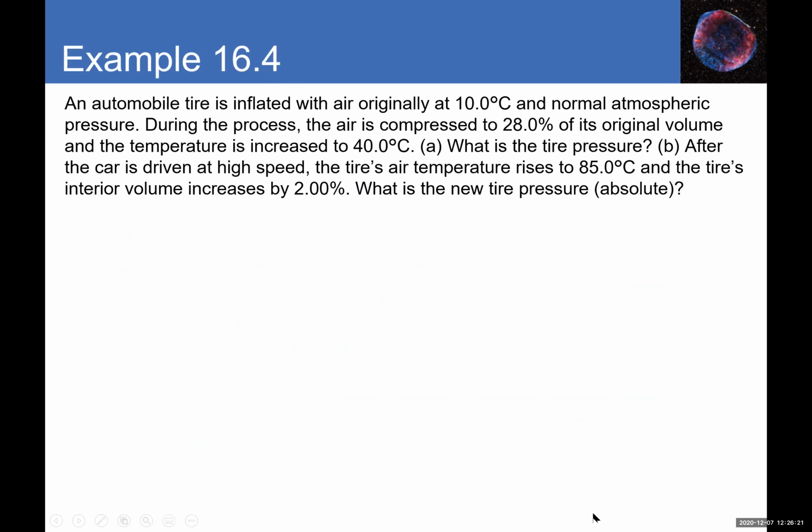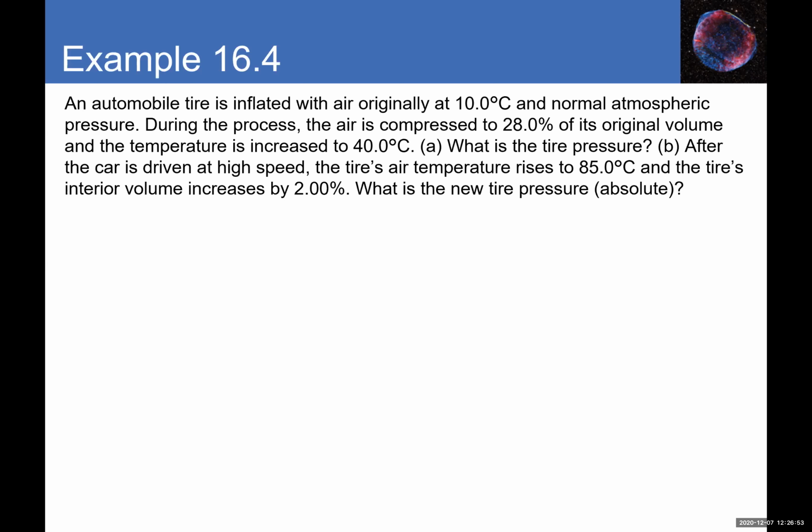All right, so here's another example. In this example, we have an automobile tire inflated with air originally at 10 degrees Celsius and normal atmospheric pressure. During the process, the air is compressed to 28% of its original volume, and the temperature is increased to 40 degrees Celsius. What is the tire pressure? That means basically we go from one state to another, so we'll find the tire pressure and all of those things.